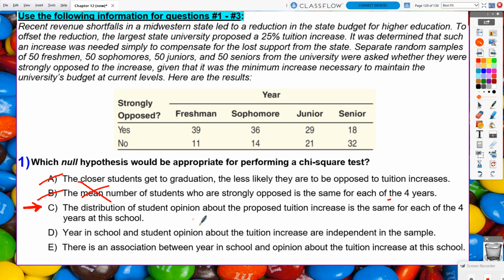D, year in school and student opinion about the tuition increases are independent in the sample. This would be more of a test of independence. And then also in E, there is an association between year in school and opinion. Well, a test of association is a test of independence. So really, D and E are the null and the alternate hypothesis if this was a test of independence. So it is, in fact, answer choice C.